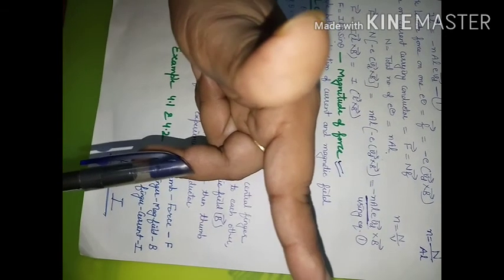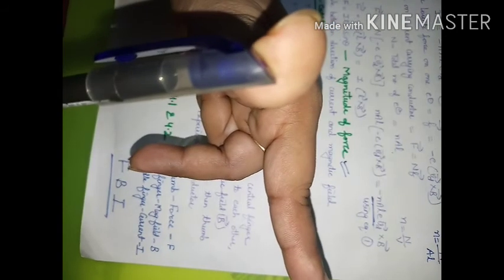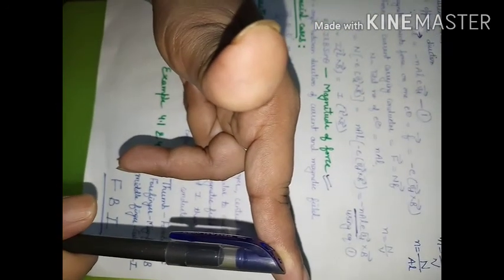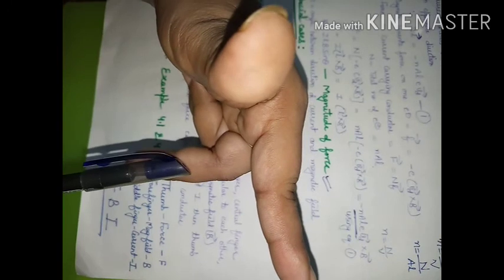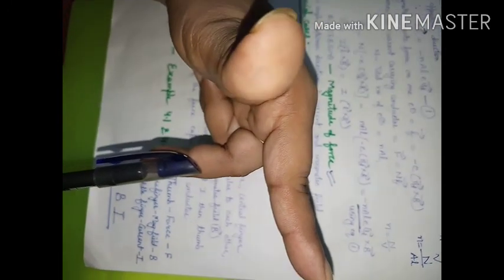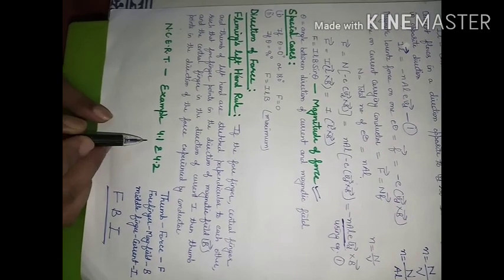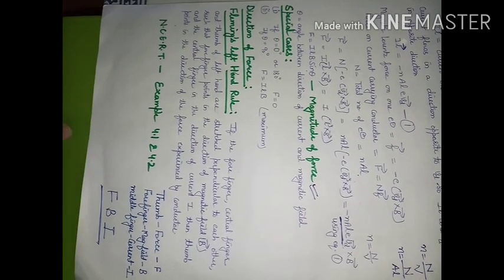Remember FBI. F means the thumb will give the direction of force acting on the wire. B means the forefinger will give the direction of magnetic field, and I means your central finger will give the direction of current. So you are supposed to do example 4.1 and 4.2 in your NCERT book.